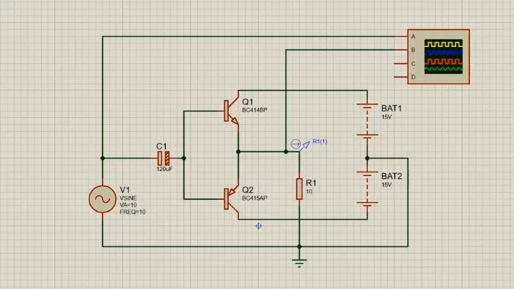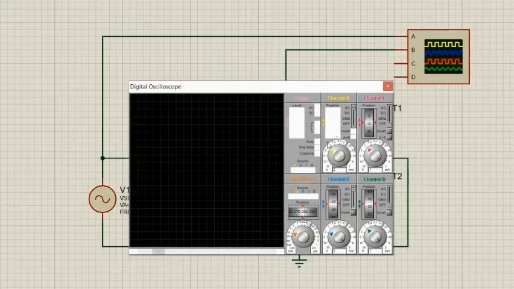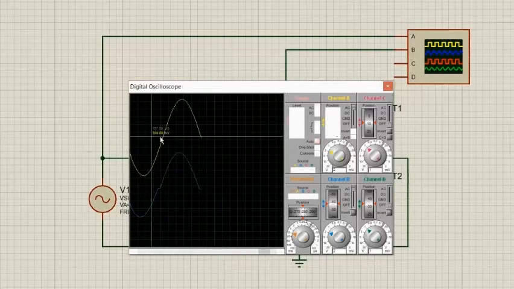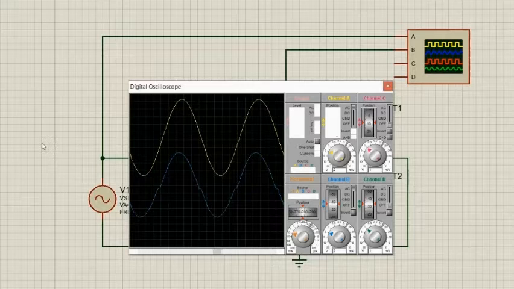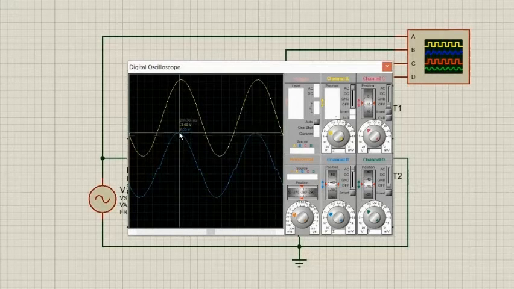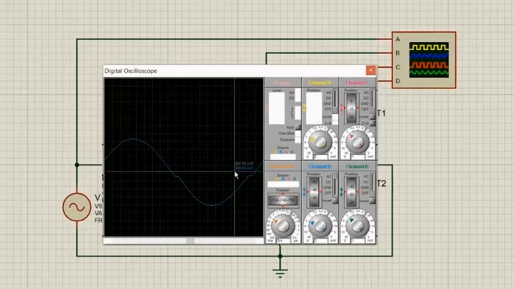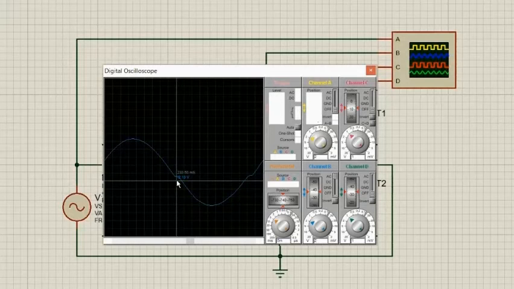If we run the simulation, you can see the input and the output signal for the class B amplifier, where the yellow one is the input signal and the blue one is the output signal. If we look at the output signal generated from the circuit, there is a dead point at this part, which is called the crossover distortion.